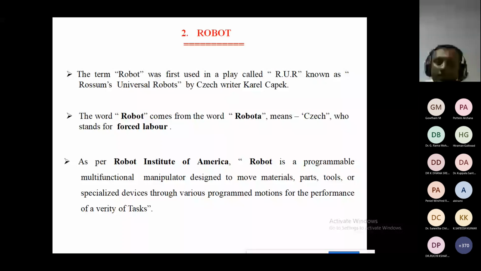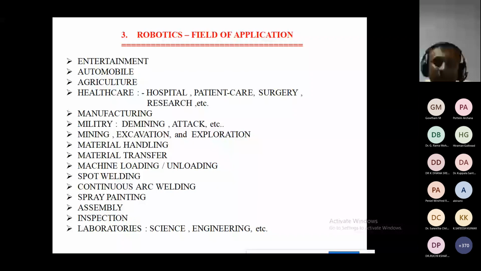In the various fields of application, robots can be used for entertainment, automobiles, agriculture, healthcare, manufacturing, military, mining, material handling, material transfer, machine loading and unloading. Just now, for CNC machines, a robot is used instead of the operating persons for loading and unloading, spot welding, continuous arc welding, spray painting, assembly, inspection, laboratories, as well as home applications.